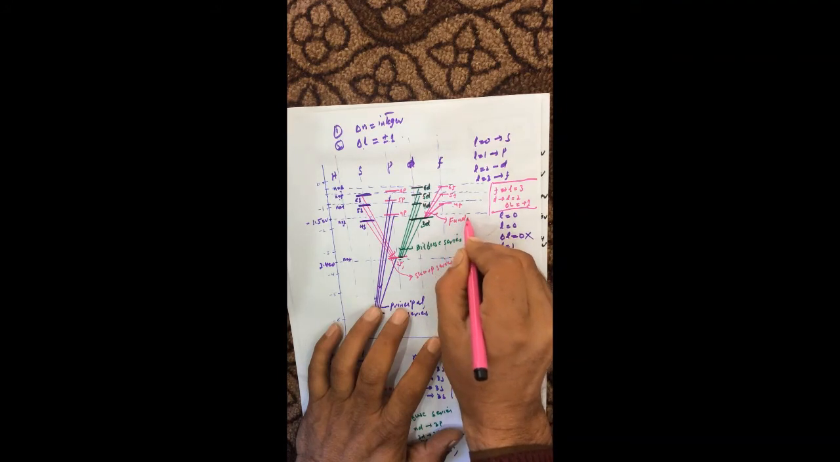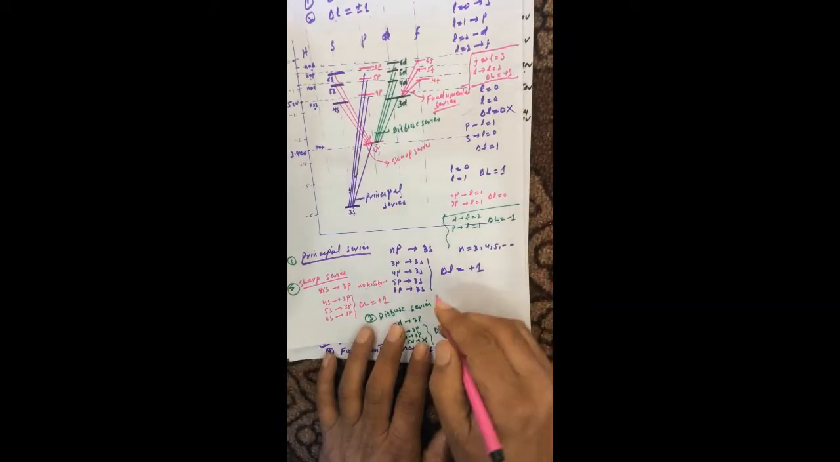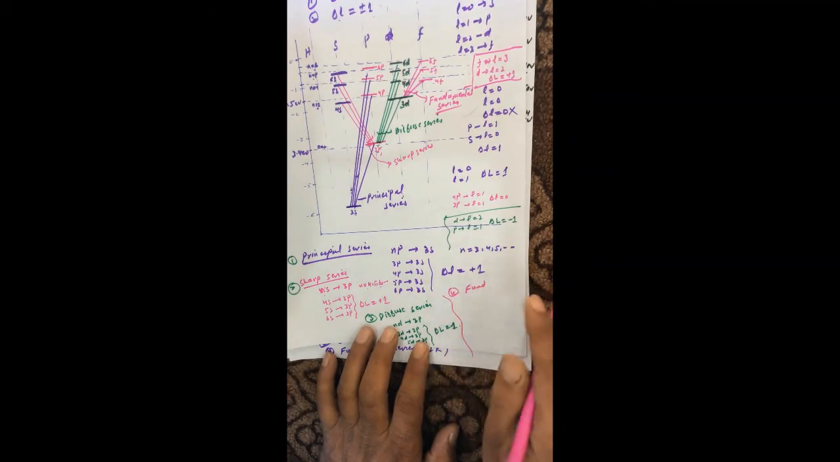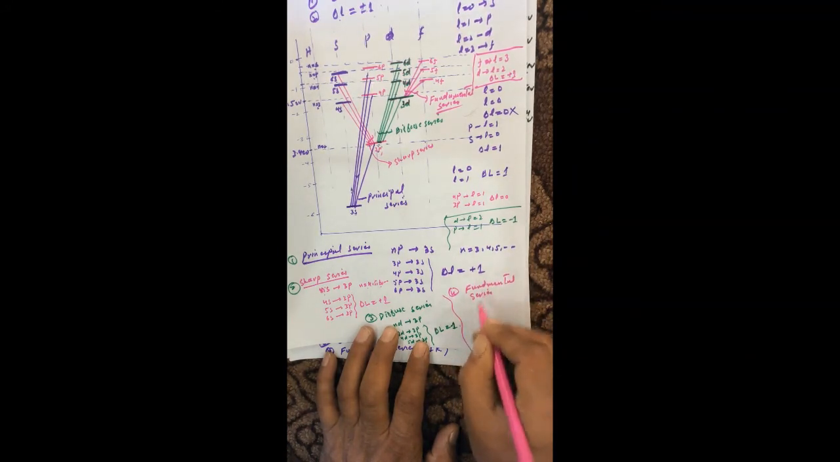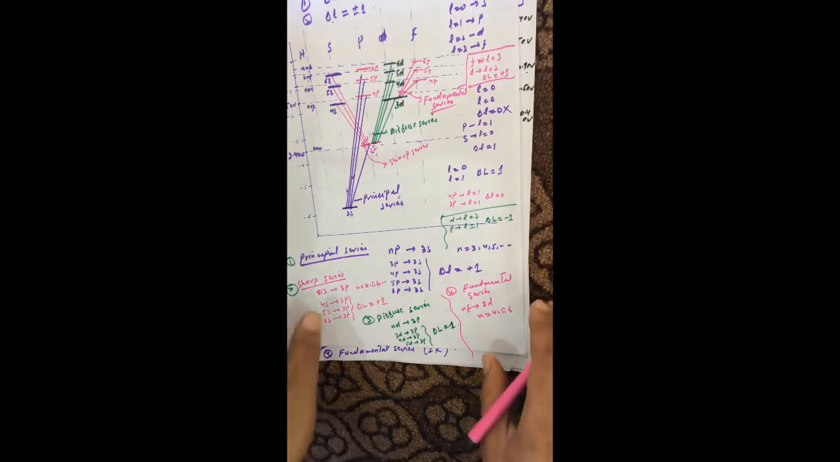This is the fundamental series. So here I will write the fundamental series, and this series comes from transition from NF to 3D, and N value is 4, 5, 6. So these are the 4 series we observed in sodium spectrum.